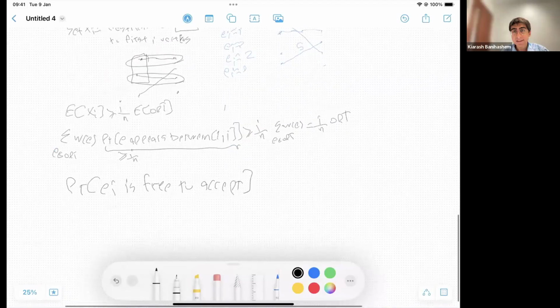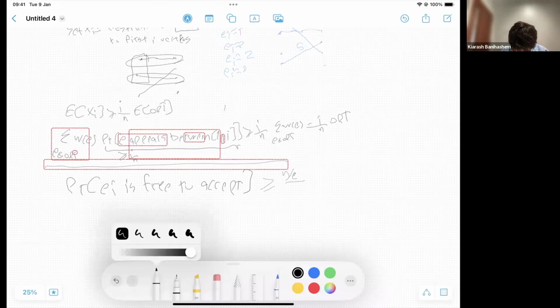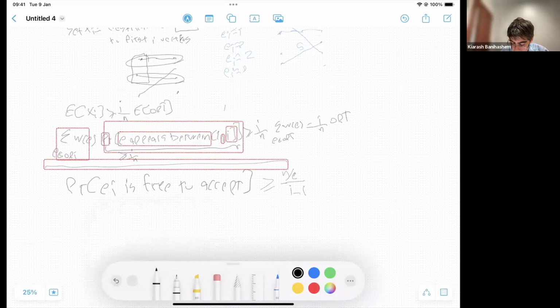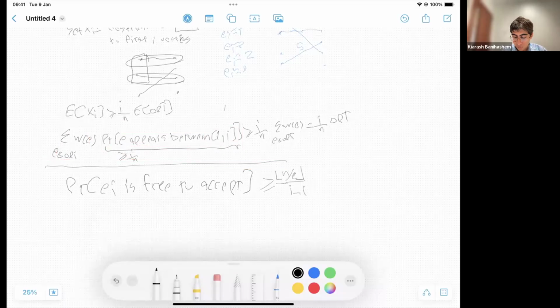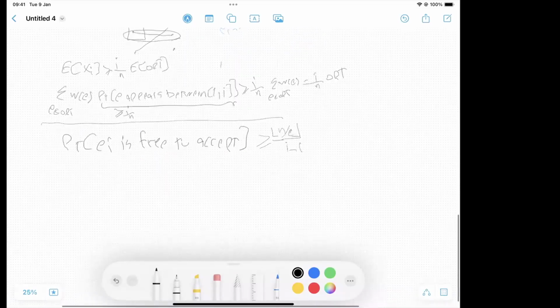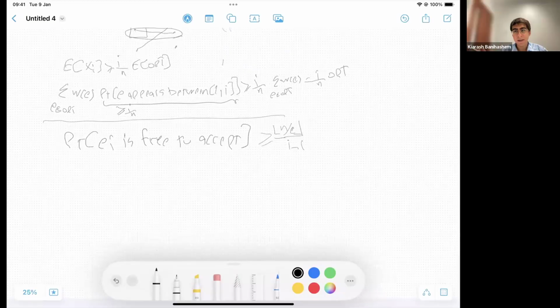So the probability that e_i is free to accept, I'm going to claim that this is bigger than or equal to n over e divided by i minus 1. So the same quantity as before. But the argument now is going to be slightly more nuanced. If I show that, then we are done essentially. The exact same math is going to go through.